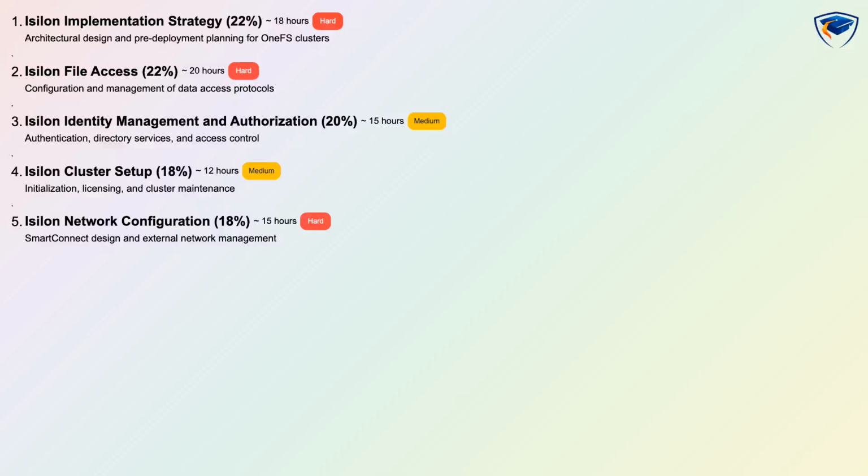The Dell Specialist Implementation Engineer ISILN Solutions exam consists of 5 domains, each carrying a specific weightage. The domains are ISILN Implementation Strategy at 22%, ISILN File Access at 22%, ISILN Identity Management and Authorization at 20%, ISILN Cluster Setup at 18%, and ISILN Network Configuration at 18%.